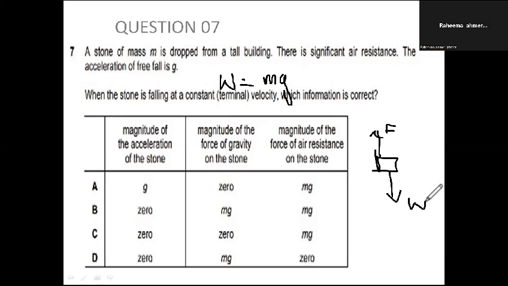Now, when the object is falling at a constant velocity, the resultant force must be zero. The resultant force is zero when the upward and downward forces balance each other. So, of course, if the weight is mg, then the force of air resistance must also be mg, so that the resultant force acting on the object is zero and the object falls at a constant terminal velocity. So the answer is C. Sorry, B. Sorry, we cancelled C just now. So the answer to question 7 is option B.